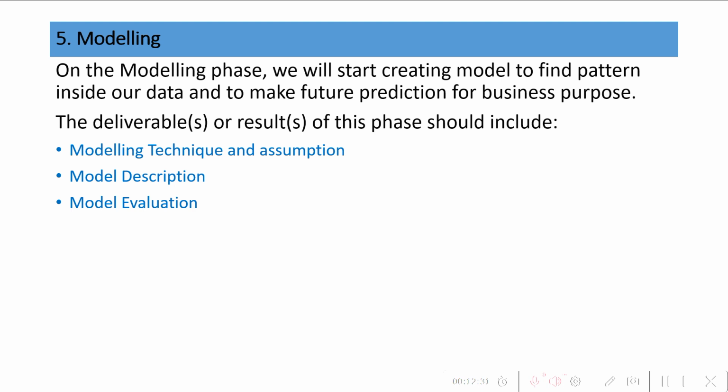Next comes the important phase called modeling. In the modeling phase, we start creating the model to find the patterns inside the data and to make future predictions for business purposes. The deliverables or results of this phase should include the modeling techniques and the assumptions, meaning what kind of modeling techniques you are going to use. Depending upon the outcome of the problem, it can be a classification, regression, clustering, or neural network model. And here we need to determine whether it's a potential buyer or not. That's a binary classification. Then we describe the model and then we evaluate the model. And model evaluation is an iterative, step-driven process.